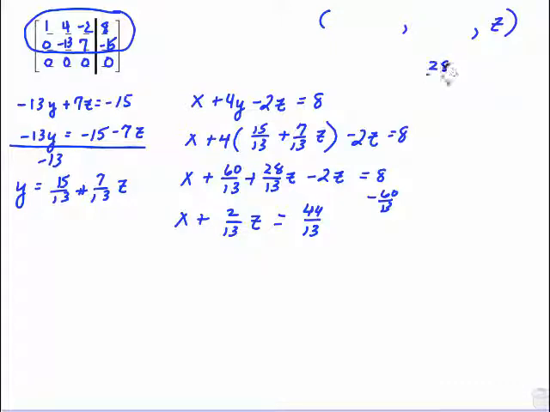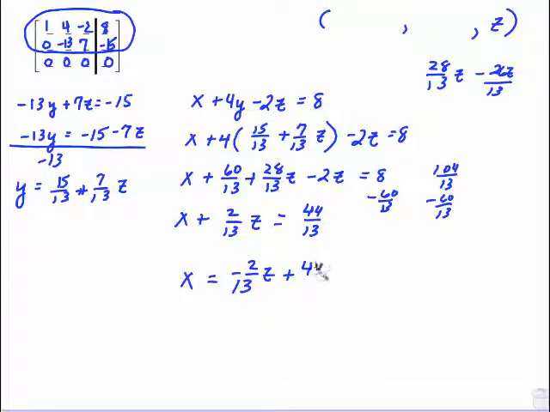This is 28/13 z minus 2z. Get a common denominator, which is 13. And 2 is the same as 26/13, and that's how we get 2/13. Same thing over here, 8 minus 60/13. 8 can be rewritten as 104/13. Minus 60/13 is 44/13, but the calculator is a lot easier. Now I just need to get x alone by subtracting 2/13 z from both sides, 2/13 z plus the 44/13, and that's my expression for x.